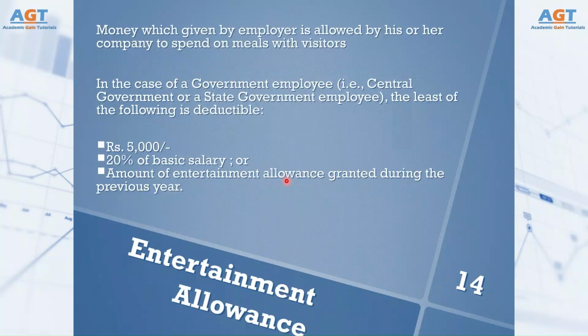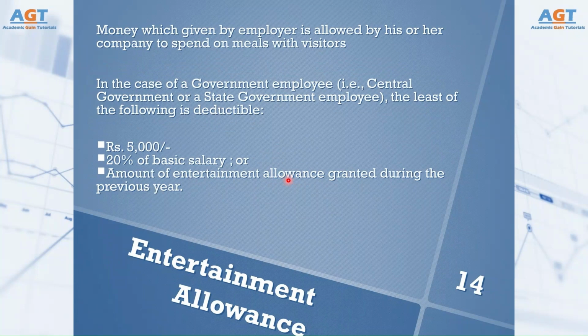Number 14. Entertainment Allowance. This allowance is provided for official entertainment expenses, such as meals with visitors. For government employees, the deductible amount is the least of 5,000 Indian rupees, 20% of basic salary, or the amount granted in the previous year. For non-government employees, it is fully taxable.